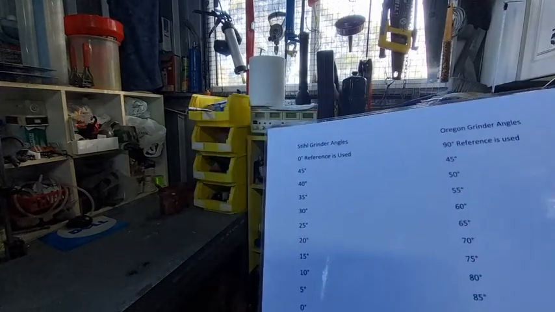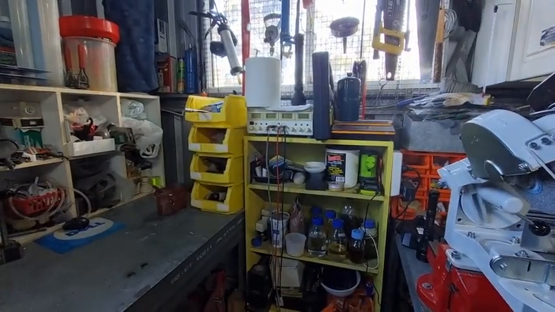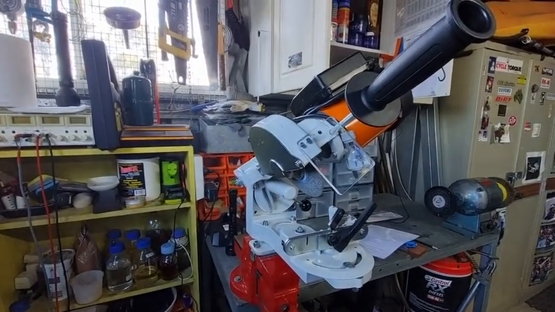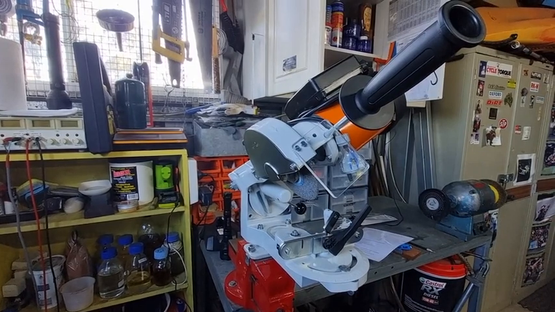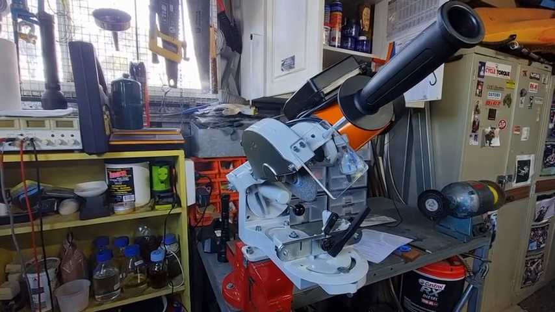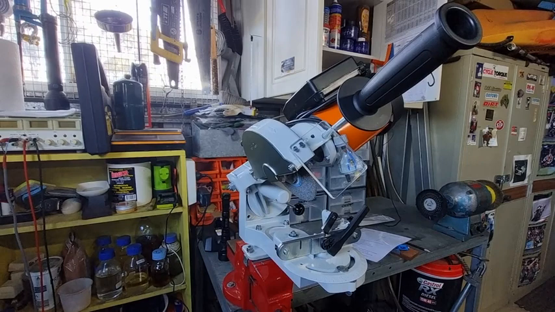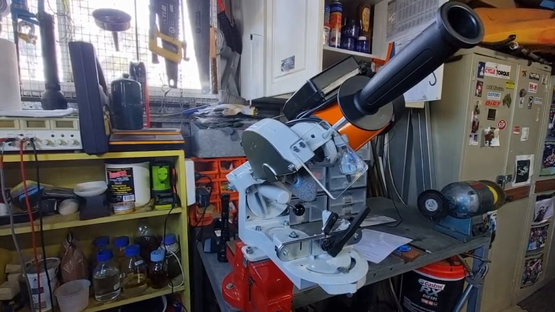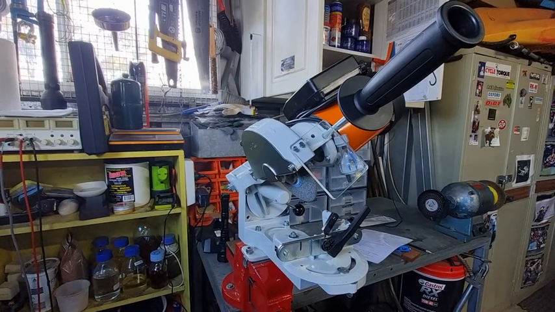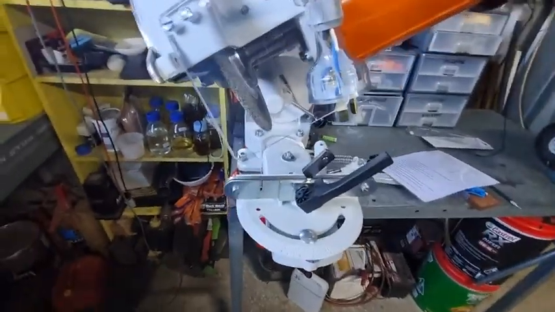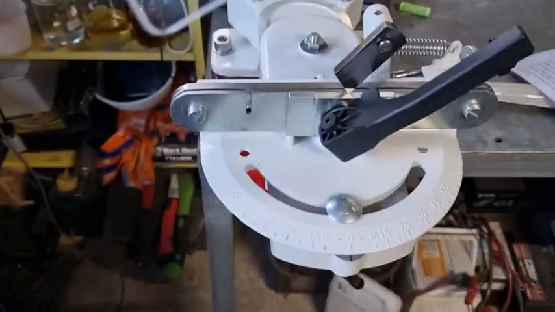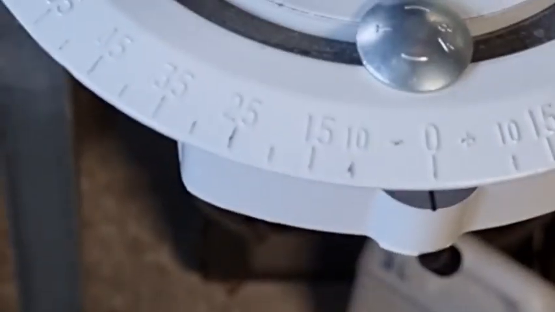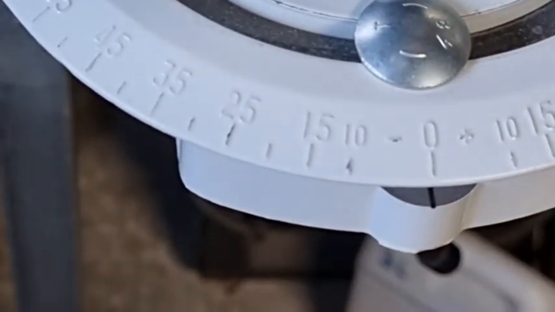So that's the difference. And look, if you don't know about that and you go out and buy a Stihl grinder, then you could be confused. And that's actually what happens. Quite a lot of people do get confused between the Stihl grinder and the Oregon grinder. But the actual top plate is exactly identical, using 0 degrees as reference point. So this is quite standard.